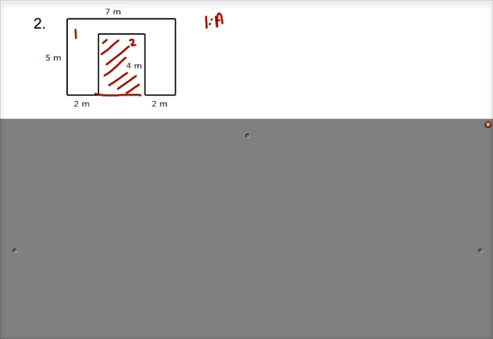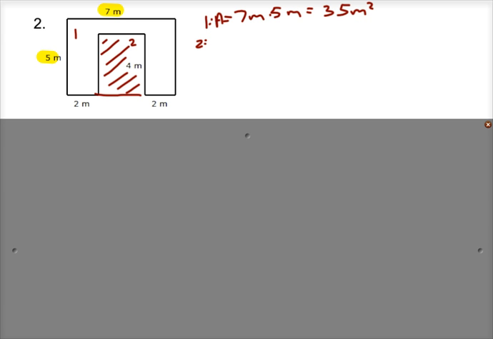Well, I need the base and the height for shape 1. Well, base is 7, height is 5, so I can just multiply those two together. So I'm going to get 7 meters times 5 meters, which is 35 meters squared. And now I need to know what's the area of my second shape.